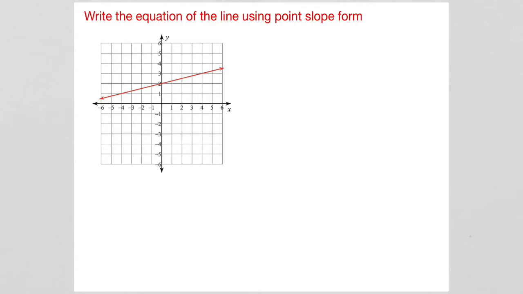Alright, so now let's practice writing the equation in point slope form from a graph. So here, let's write the skeleton: y minus y1 equals m times x minus x1. So let's begin by finding a point here.